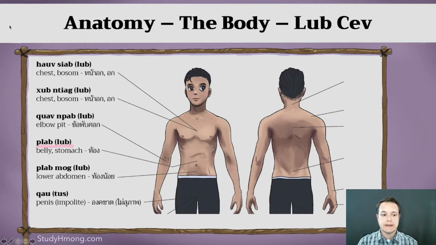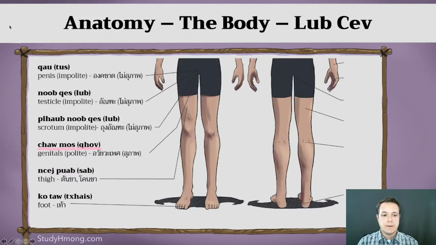Now, the lower part of that stomach is called bla mo. Classifier is lu, and again, that's the lower abdomen. Again, whether male or female, chau mo is the polite term for genitals or private parts in the Hmong language. Next, Nje boa, classifier is sha, and that's the thigh area.